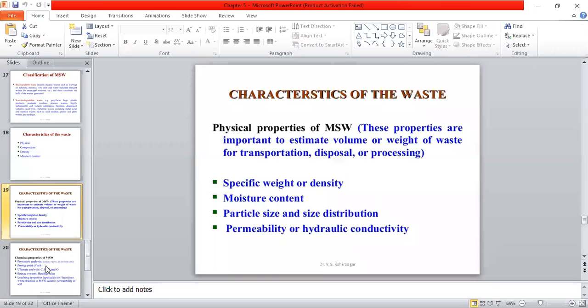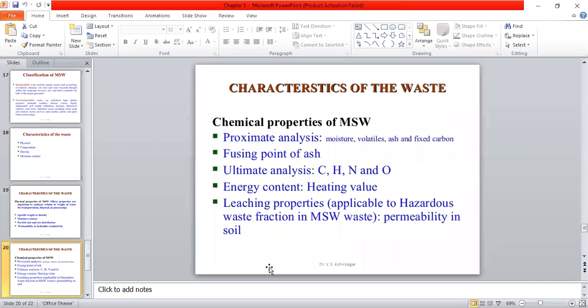Okay, then now we'll see the chemical characteristics of municipal solid waste. First of all, we need to do its proximate analysis. What are the parameters included under the proximate analysis of municipal solid waste? These are nothing but the moisture content, the volatiles, how much ash will be converted, and the fixed carbon present in the solid waste. These properties we need to understand as a proximate analysis of the municipal solid waste.